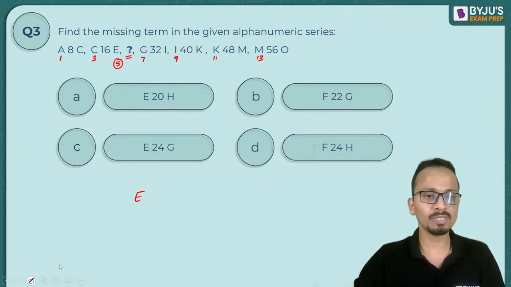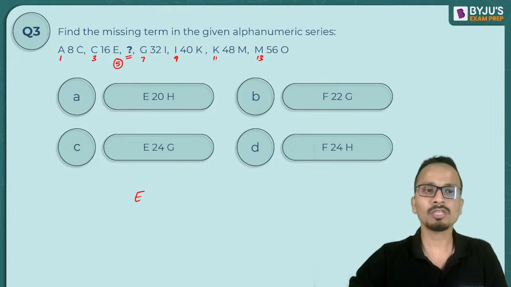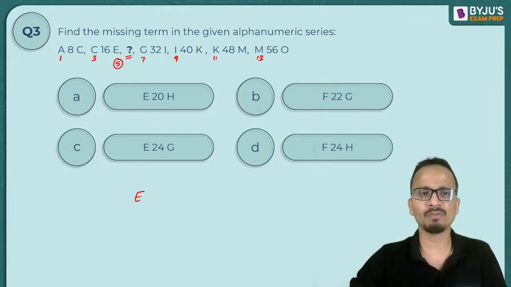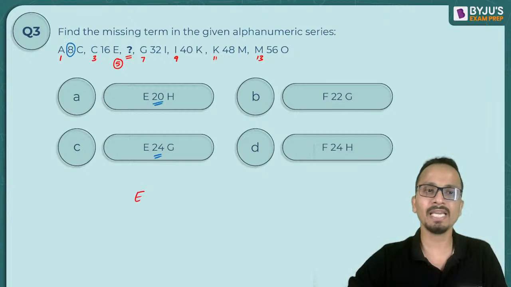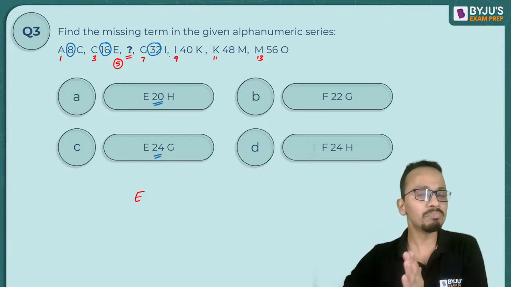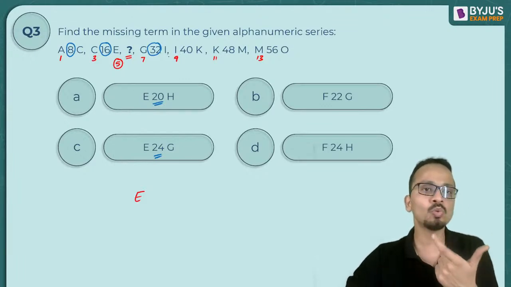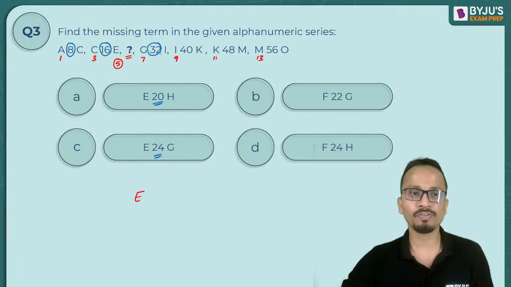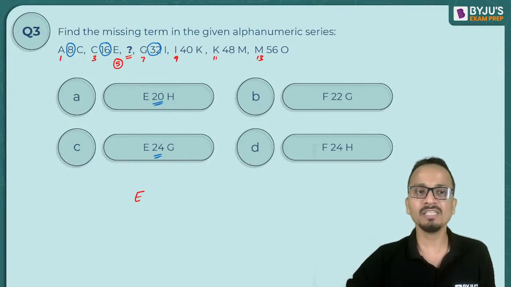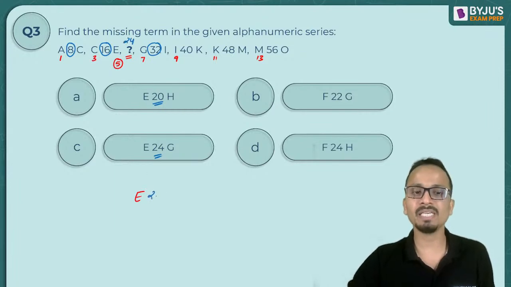Now let's move on to the next part here. Now the third alphabet. No, what I'll do is I'll look at the number. That will become easier for me. So the numbers between these alphabets are 8, then 16, and then a question mark, and then 32, 40, 48, 56. So all these numbers between these two alphabets are multiples of 8. So 8, 16, the next number should be 24. So the correct answer will be E24 and then an alphabet.